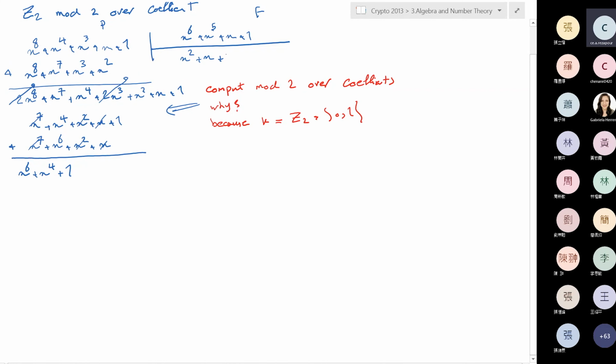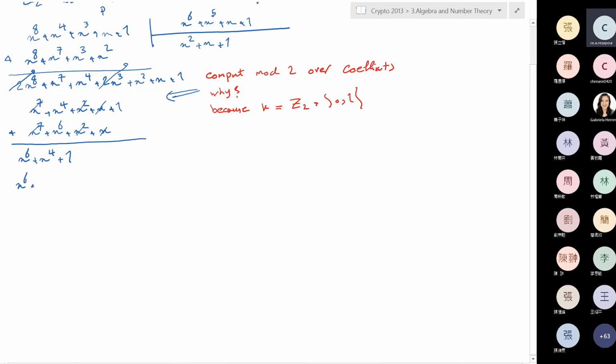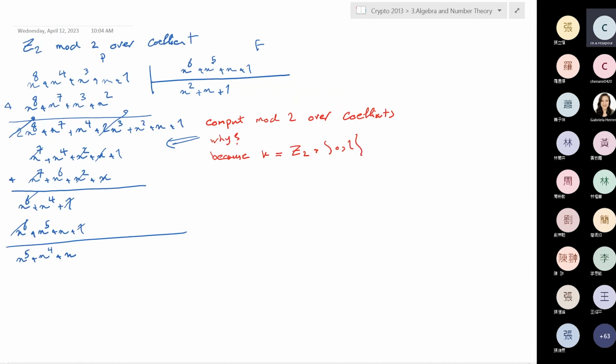This one matches, so just multiply by 1. I add x^6 + x^5 + x + 1. Now we get rid of these two and these two, so we get x^5 + x^4 + x. We are done, because the degree is less than x^6, so we stop over here. Remember this x^5 + x^4 + x. This is the result that we were looking for.